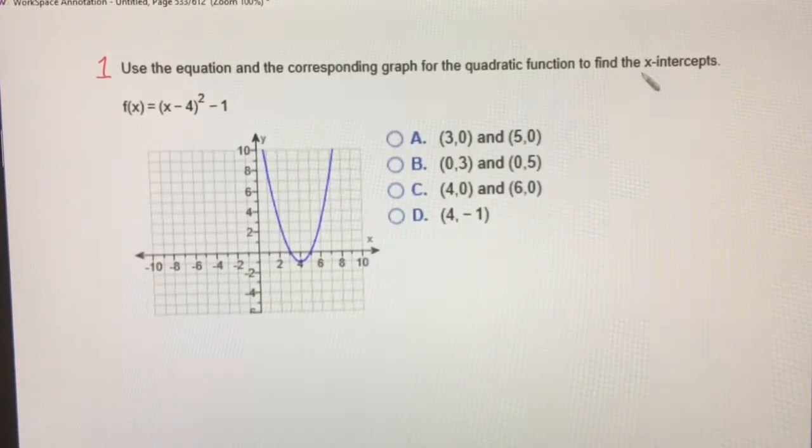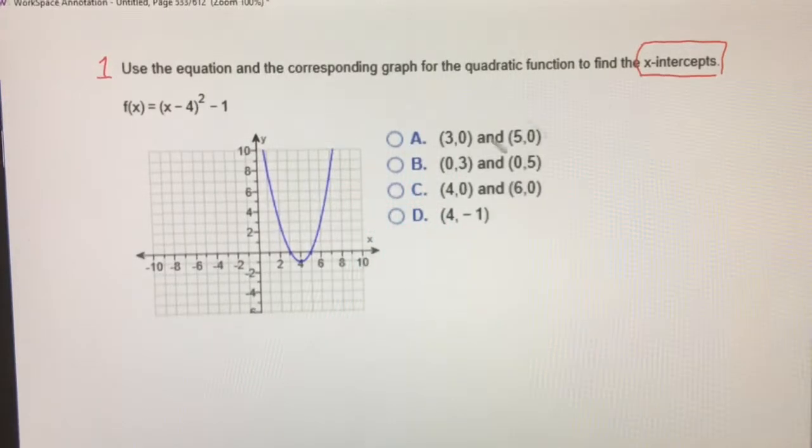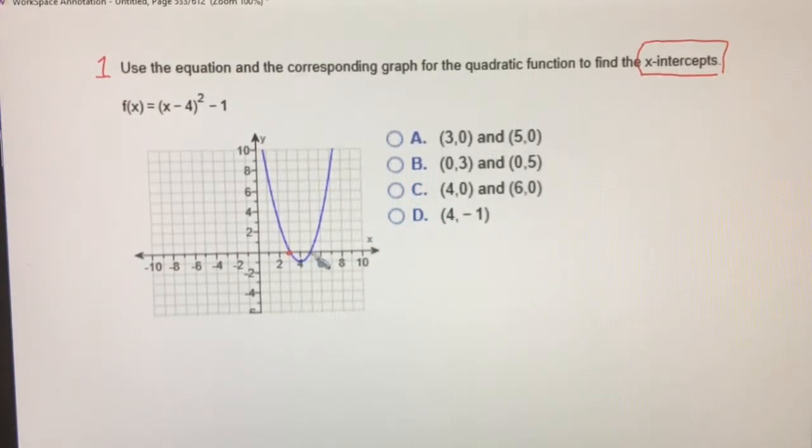I'm asked to find the x-intercept. You have to be careful. Sometimes it asks you for the vertex. Sometimes it asks you for the y-intercept. This time it's asking me for the x-intercept. The x-intercept is at (3, 0) and (5, 0). The vertex would be at (4, -1).